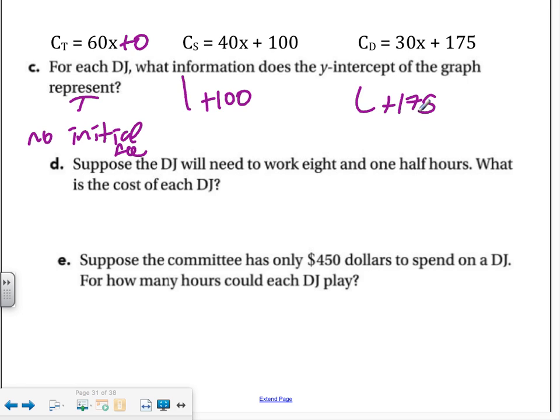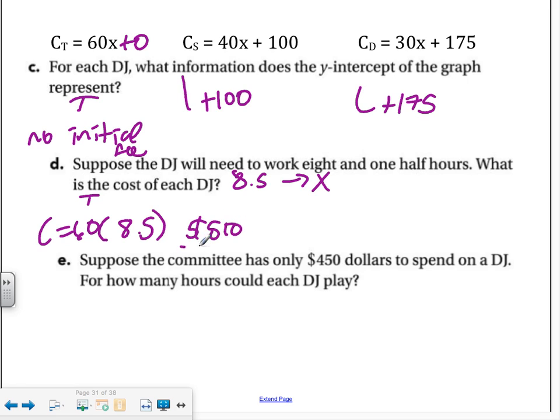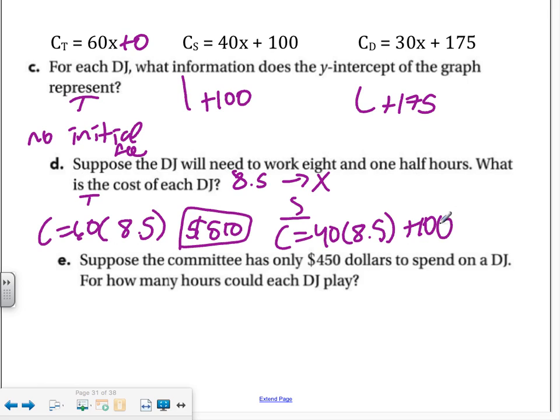So D, suppose the DJ will need to work 8.5 hours. What is the cost of each DJ? For this, you need to substitute 8.5 into the equations for X, because X is hours. So for Tom, we get C equals 60 multiplied by 8.5, which is $510. For Sabina, solving that, we get $440.